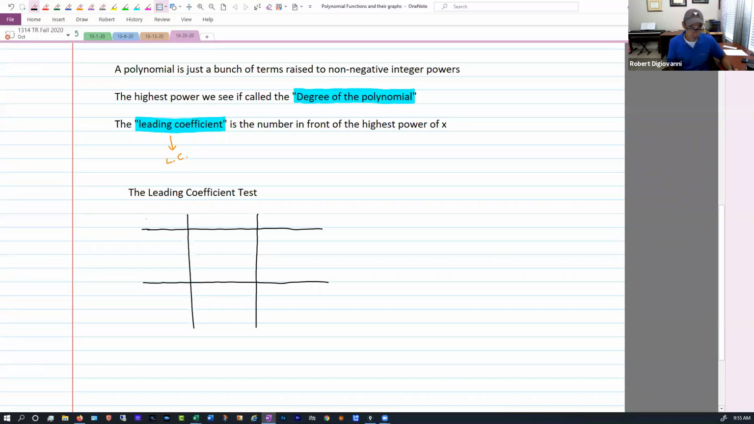Okay. Now, on the top of the table, I want you to fill this in. Degree even, degree odd, and on the left side, put leading coefficient positive, leading coefficient negative.